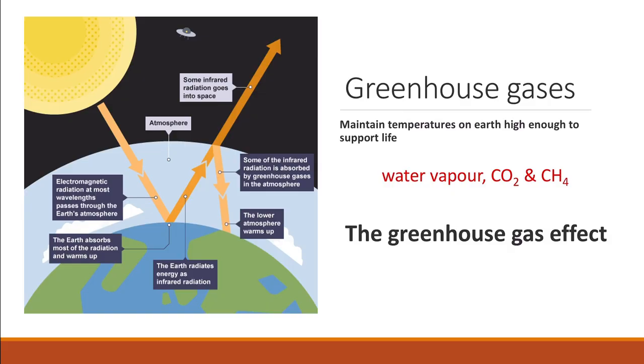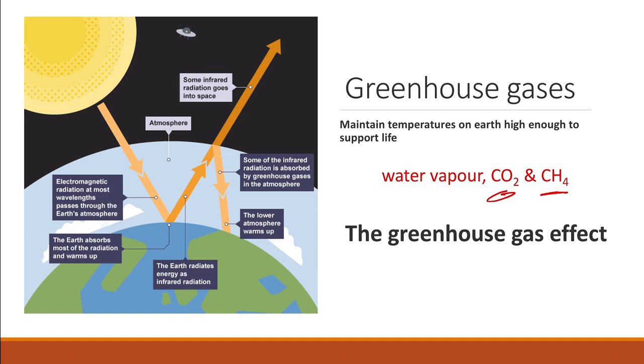The greenhouse gases: we have three different greenhouse gases. The most important ones are carbon dioxide and methane. The greenhouse gas effect: the greenhouse gases are important to keep the temperature on Earth warm. So how does the effect of the greenhouse gases take place?